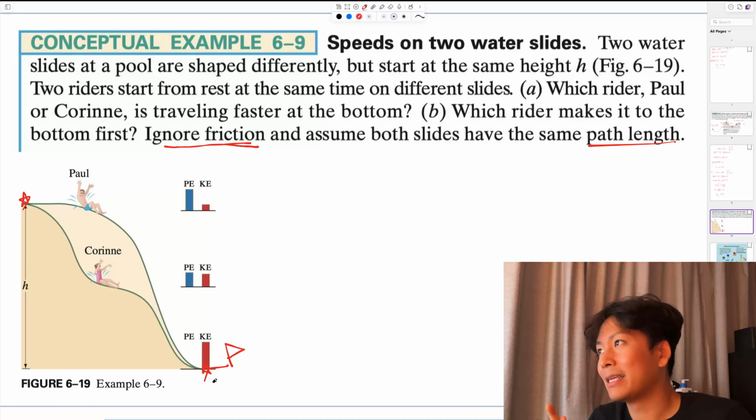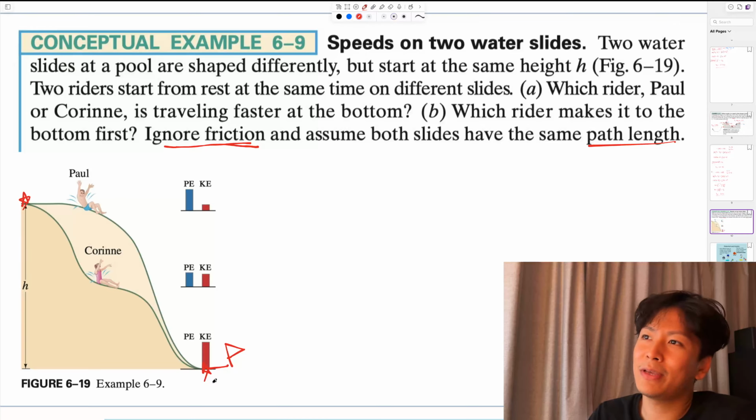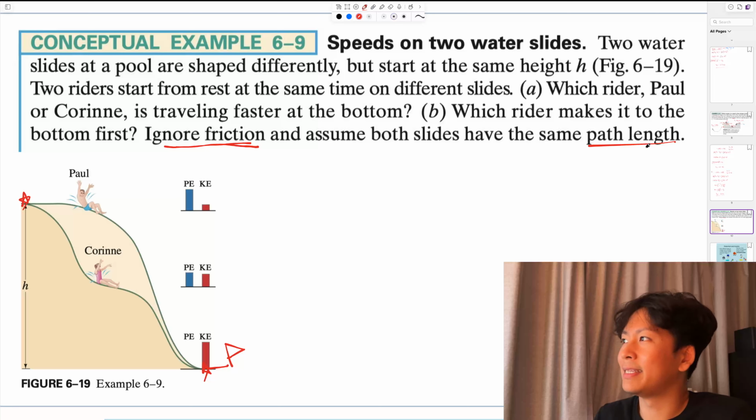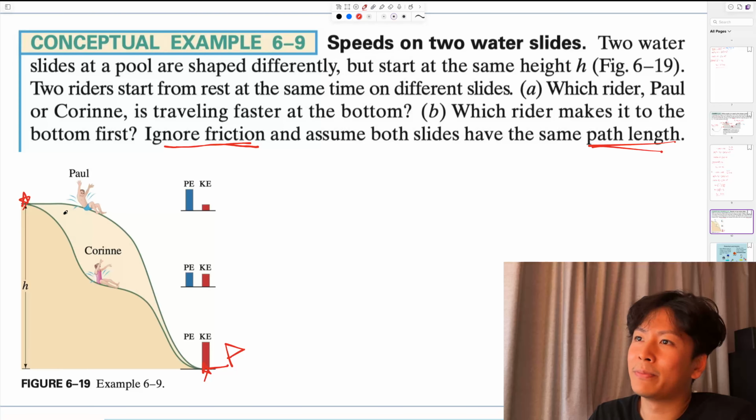But the second part is what makes it interesting. Which rider makes it to the bottom first? I want you to lock in a guess now and see if you can logic your way through it. All right, ready? The answer is Corin. Corin will arrive first. Why? Because even though the path length is the same, Corin has always been lower in height than Paul.